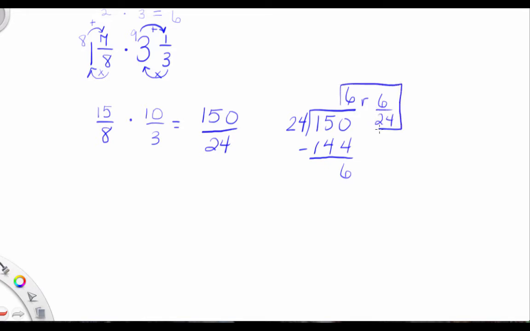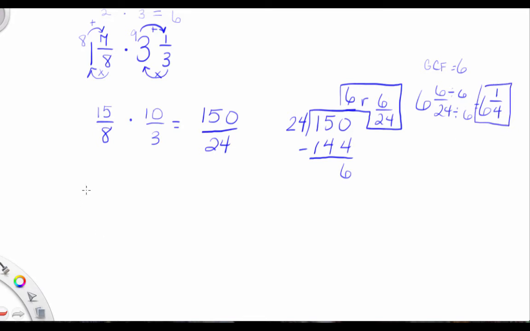Unfortunately, though, we're not done because we have to simplify the 6 24ths. So we have 6 and 6 24ths. I know that the GCF of 6 and 24 equals 6, so I can divide both the numerator and denominator by 6. And so I have 6 and 1/4 as my final answer.